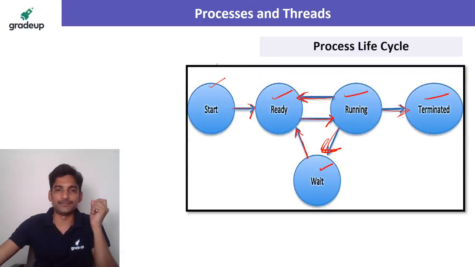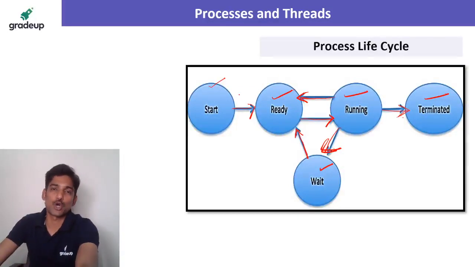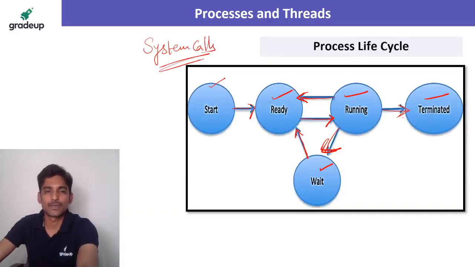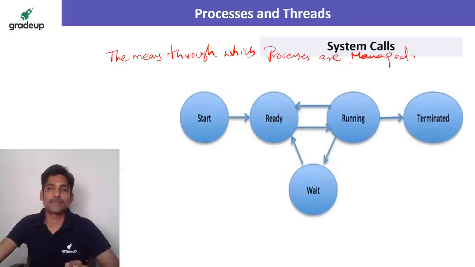Now, let us try to understand what the different system calls are. I told you already in the last class how a process is called. So, what are system calls? They are the means through which the process happens, just like function calls.